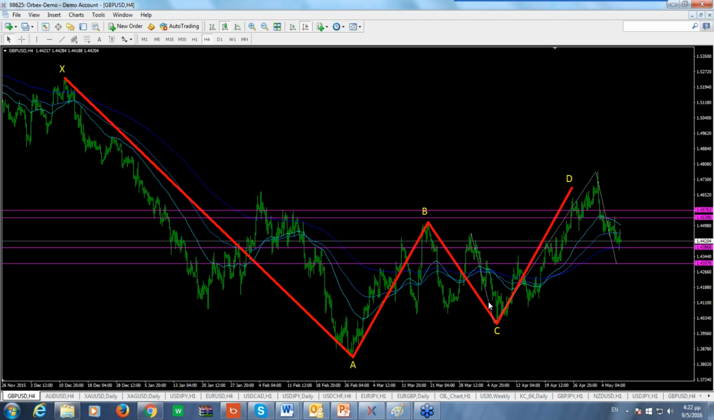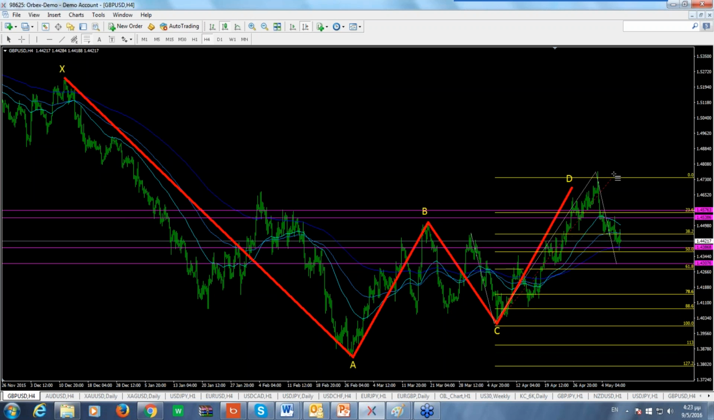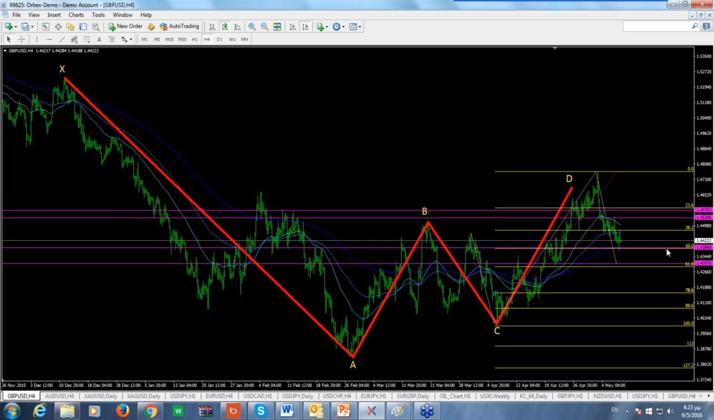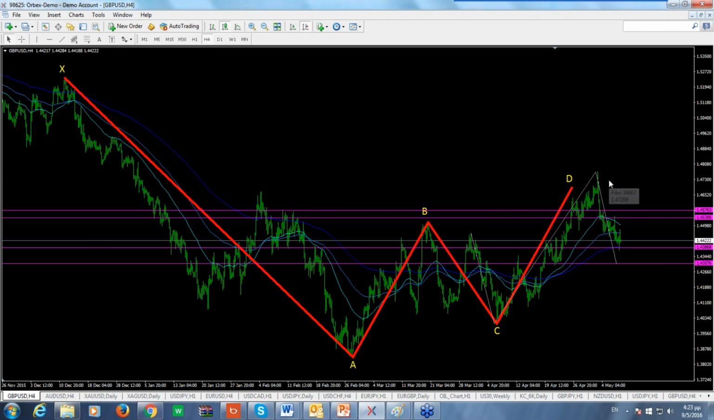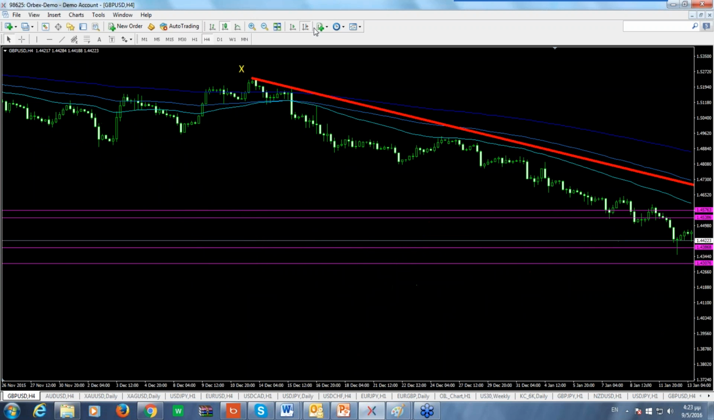Okay, but then inside it we have that A, B, C, D Z-like pattern. So it should actually be coming down to almost the 50 Fibonacci level. That 50 is found by pulling this end right up to that end, and as you can see, the 50 is around here. And as you can see, price has actually bounced off. Let's just zoom in a little bit.